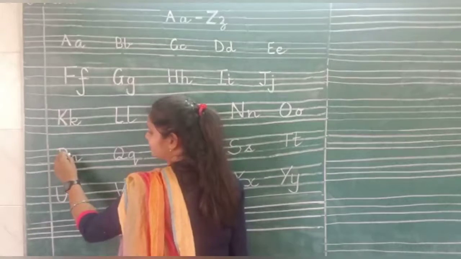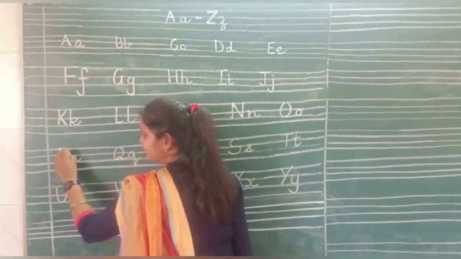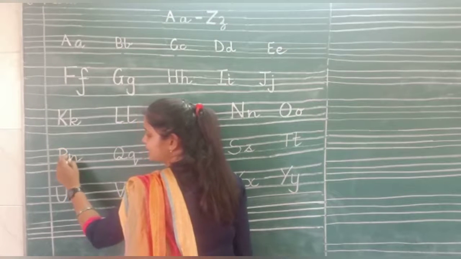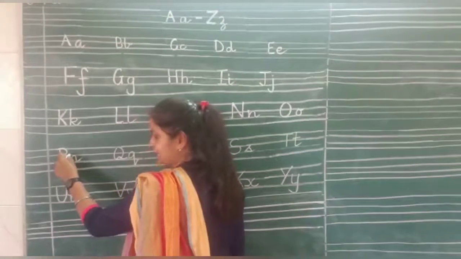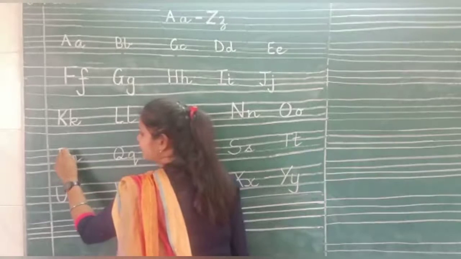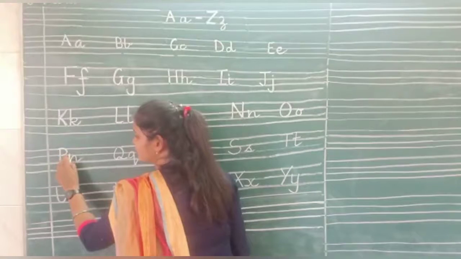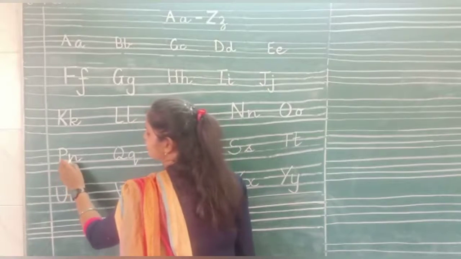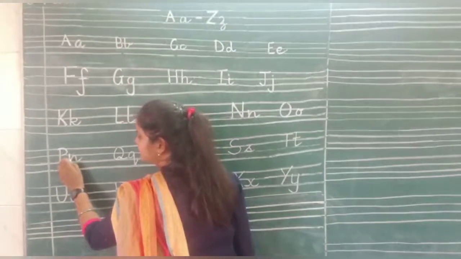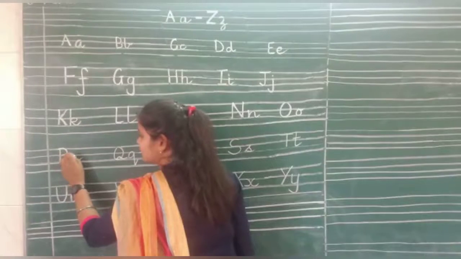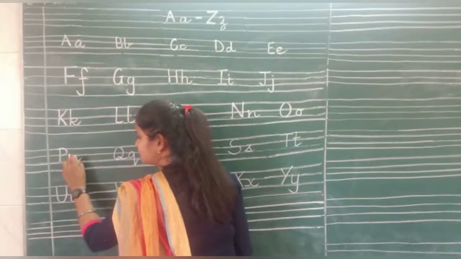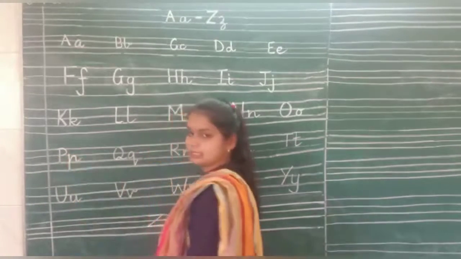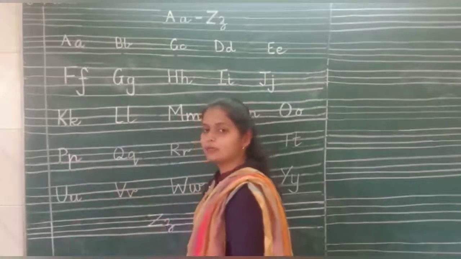Now, coming to the next, that is small p. Pay attention, children. We will be starting small p from the second line. Okay? Second line and we will draw a straight line till the last line like this. Then from here, from the middle line, we will go back, round, down and a kick like this. So this is a small p.